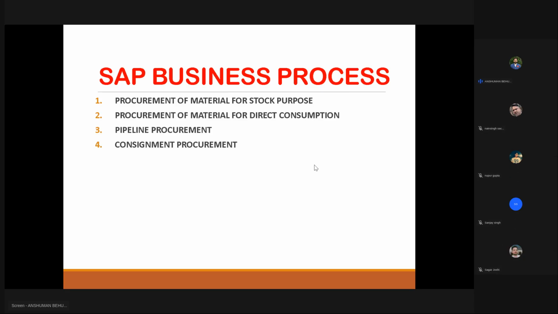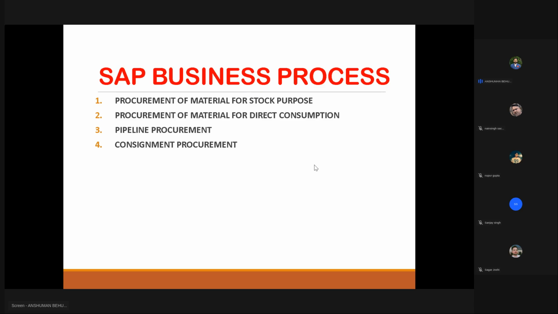Okay, able to understand? This is a little bit the same as the pipeline process, but a little bit different, process flow wise. In the pipeline process, normally we will not have any purchase order or anything. Directly we will create a contract, and then the supplier will have the material in the pipeline and it will be consumed.